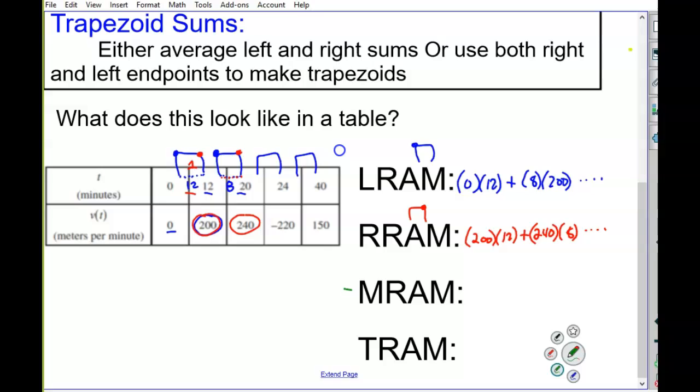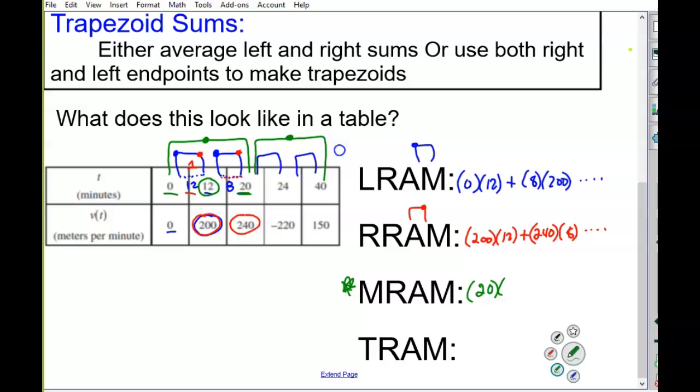If I wanted to do midpoint on this, I would have to go from here to here, and then 12 would be the midpoint. And then I would have to go from here to here, because otherwise I wouldn't know what the midpoint output would be. So if I wanted to do the midpoint with the 2 green ones, I would take its width, so 0 to 20, I would do 20 times the midpoint height.